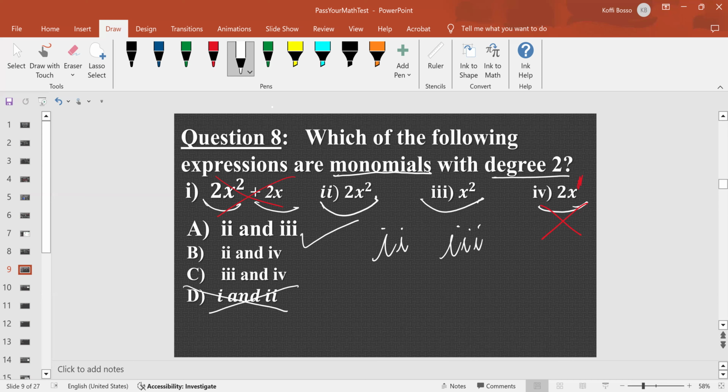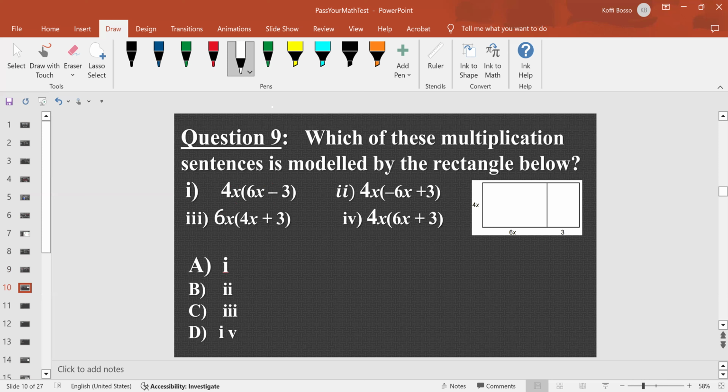Question number 9. Yeah, question number 9 is a little bit tricky, but I can tell you that for question number 9, the correct choice is D, which is this one here. The sequence of these multiplication sentences is modeled by the rectangle below. Understand that we have small rectangles and also a large rectangle. So this is the large rectangle.